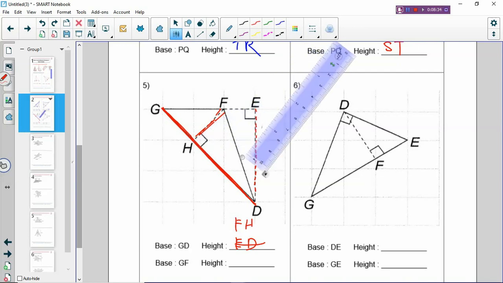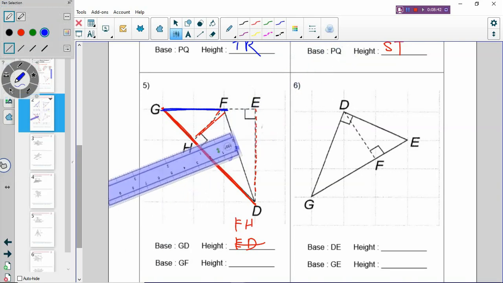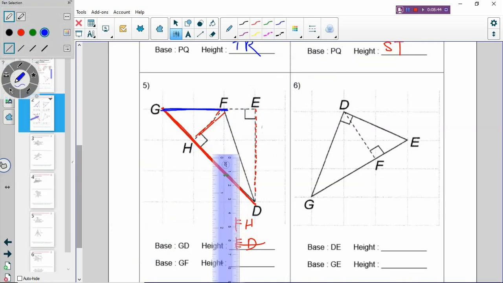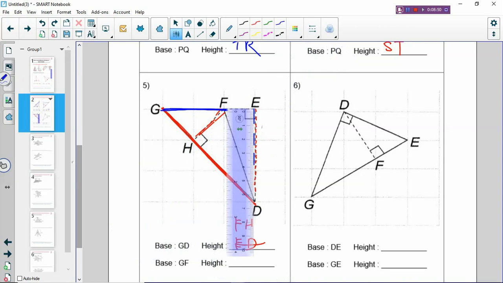So how about GF? Same thing. You mark out the base is here, and if that's the base, then what's the height? The height will be here. You take your ruler, put on the base, shift left, right, and this is your base already. The line that is parallel with the ruler.